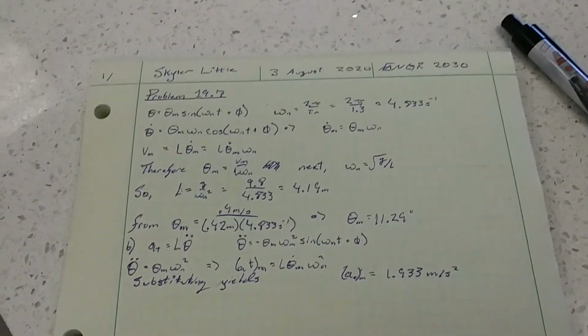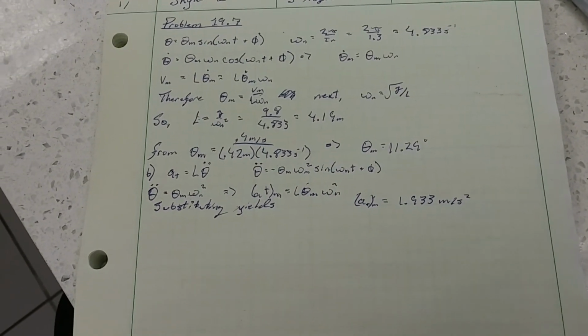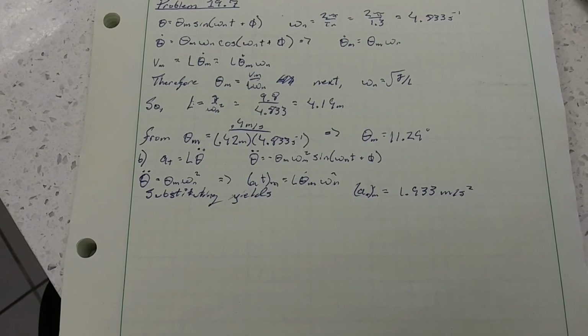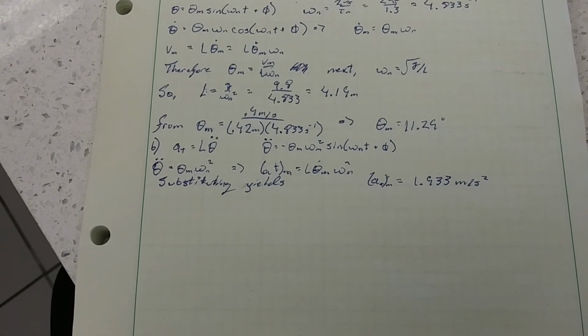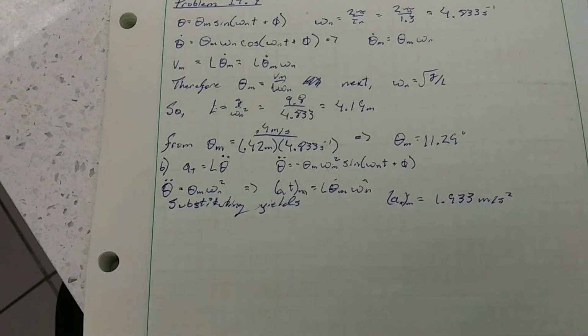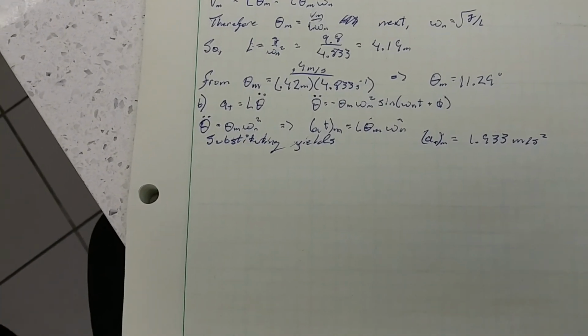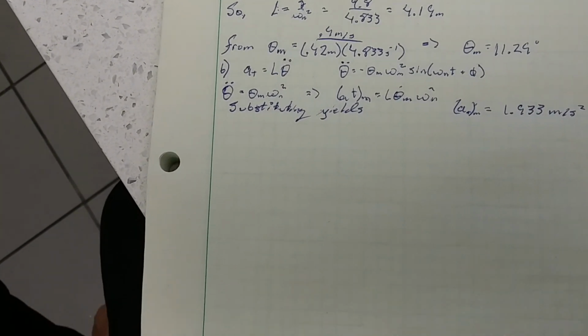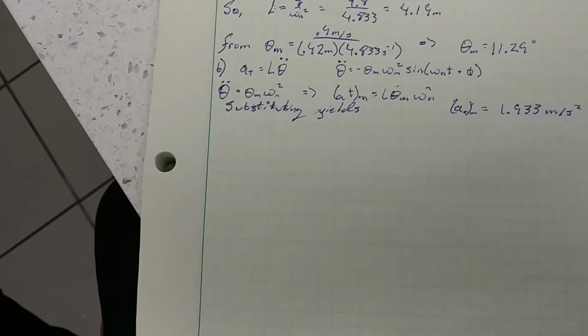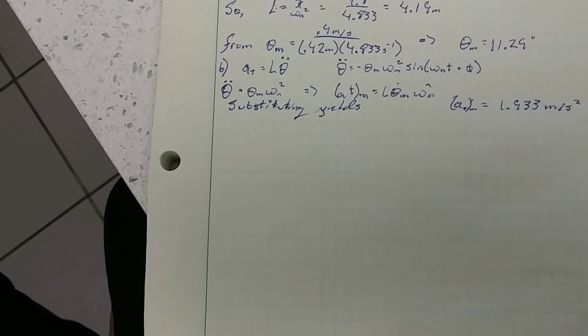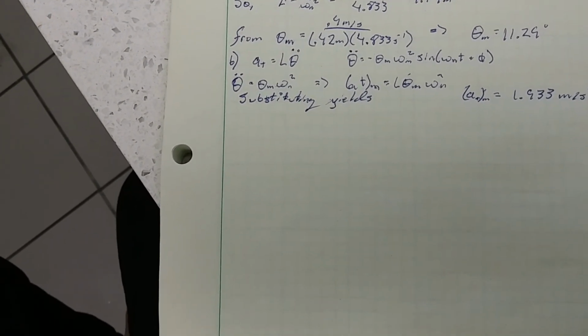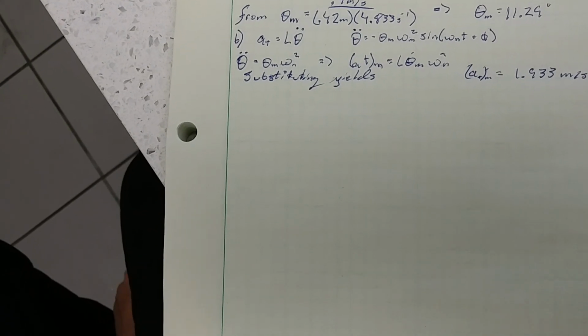Alright, so we've got problem 19.7. A simple pendulum consisting of a bob attached to a cord oscillates in a vertical plane with a period of 1.3 seconds. Assuming simple harmonic motion and knowing that the maximum velocity of the bob is 0.4 meters per second, determine the amplitude of the motion in degrees and the maximum tangential acceleration of the bob.